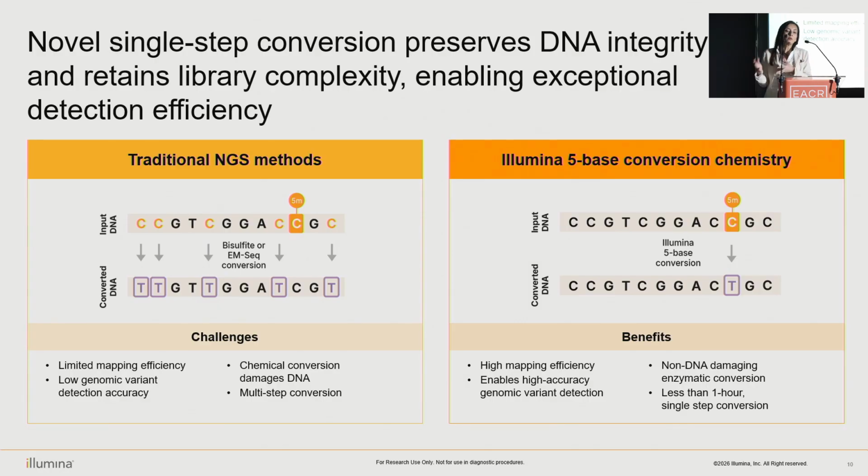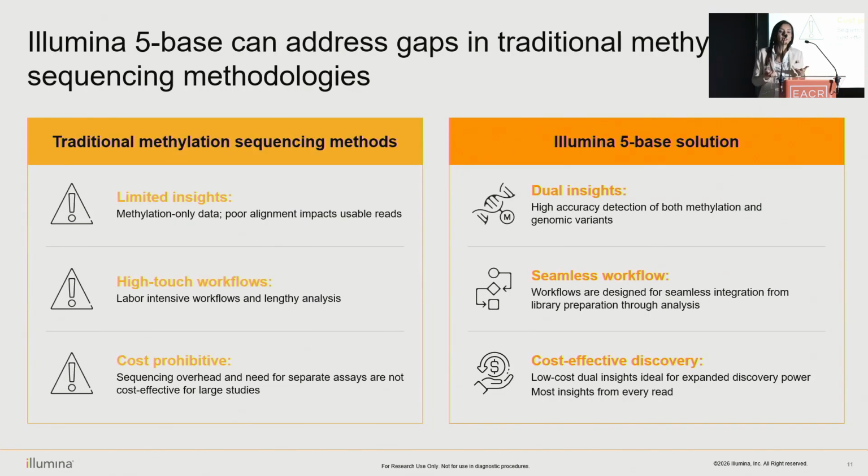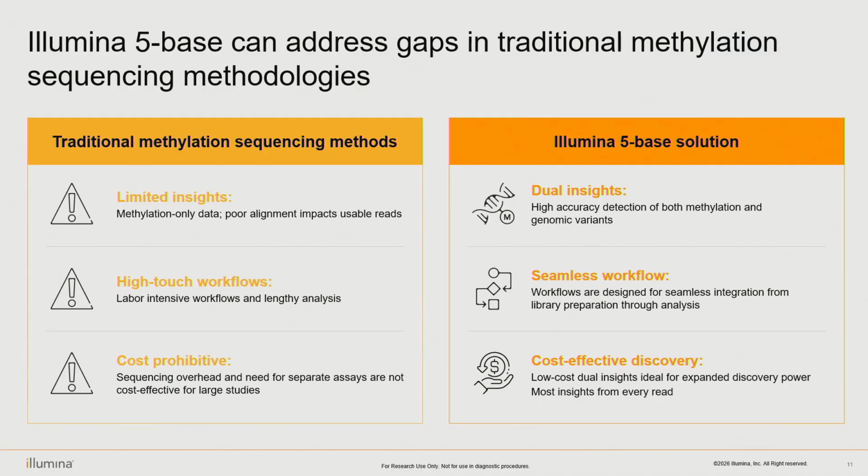So the approach that Illumina takes in bringing their solution to life is really modifying the way the chemistry works. And this is what we are looking at on the right side of the slide. Illumina 5-base conversion chemistry enables the direct conversion of the methylated Cs into Ts, and that brings a whole number of advantages that I'm going to highlight on the next slide. By doing so, we are essentially addressing the gaps in traditional methylation sequencing methodologies.